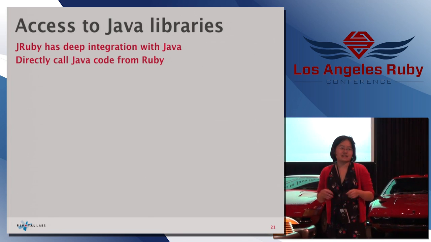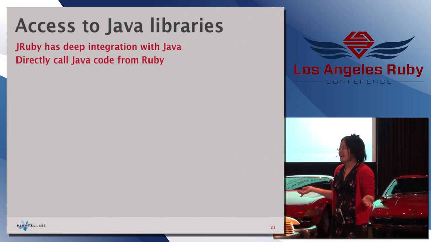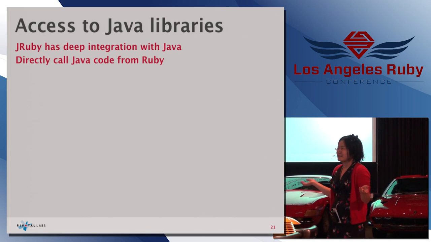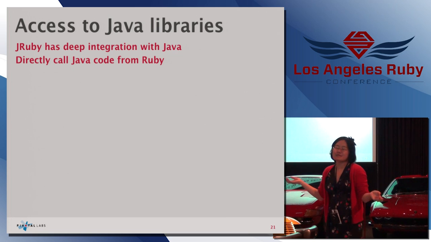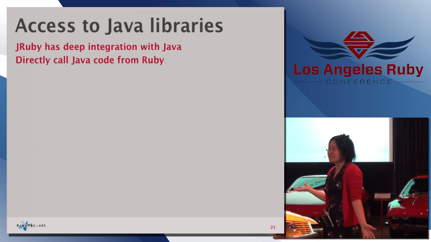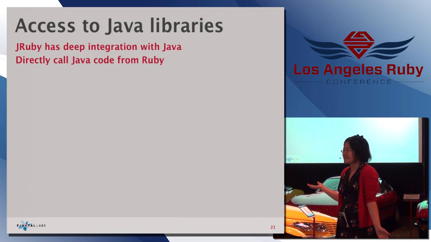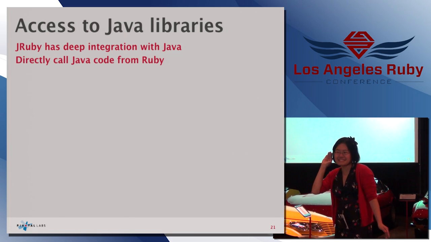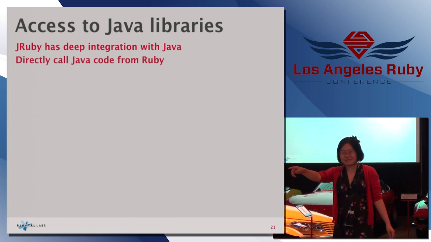Suppose you wanted to create a desktop app using Ruby, and you didn't know of any good Ruby libraries for doing that. So anyone know of any good Java libraries for desktop apps? Did I hear a Swing? Ding, ding, ding, we have a winner.